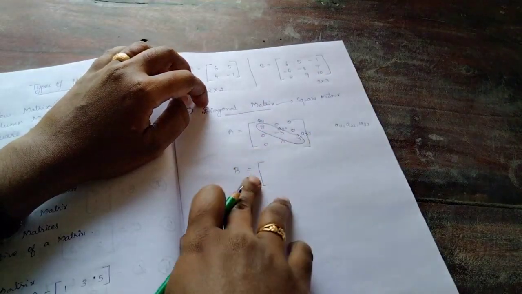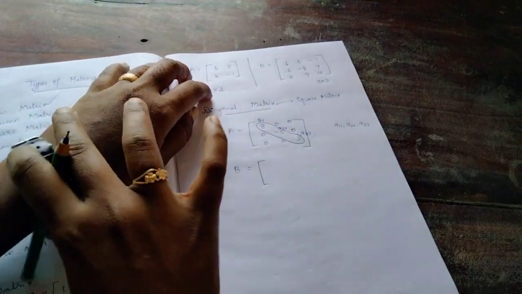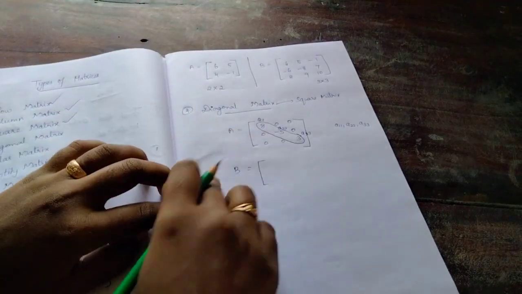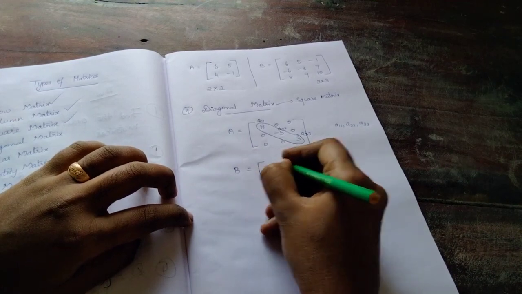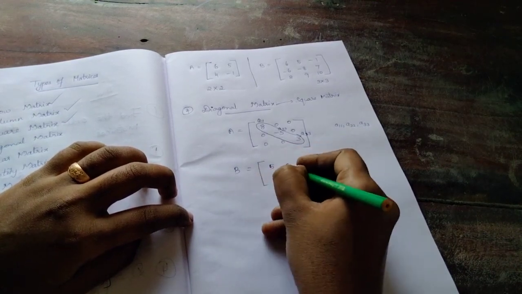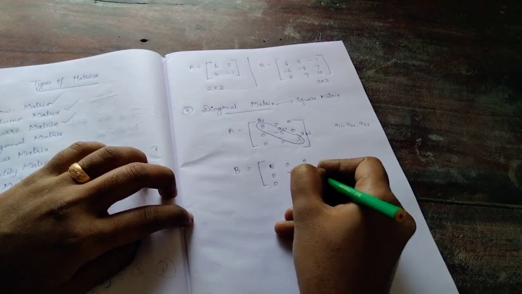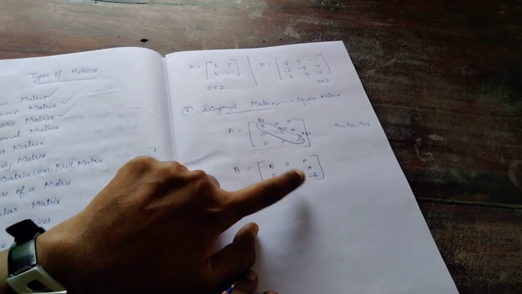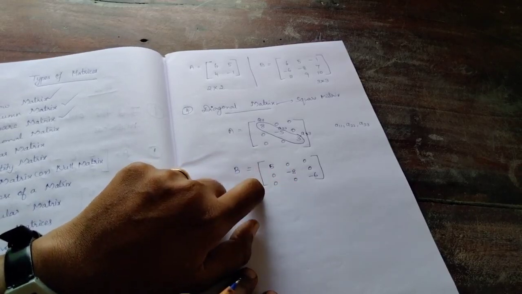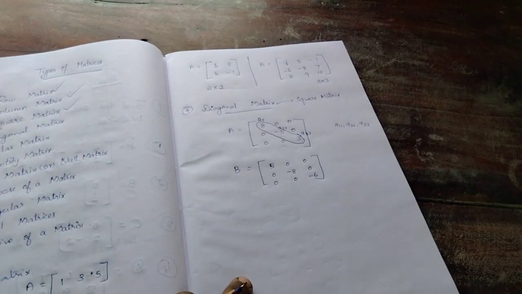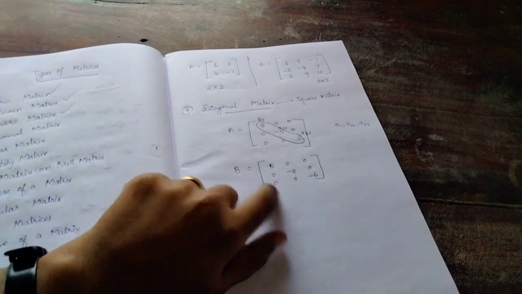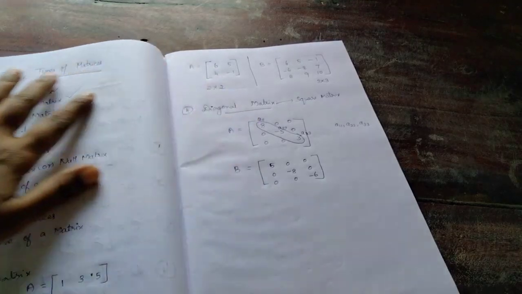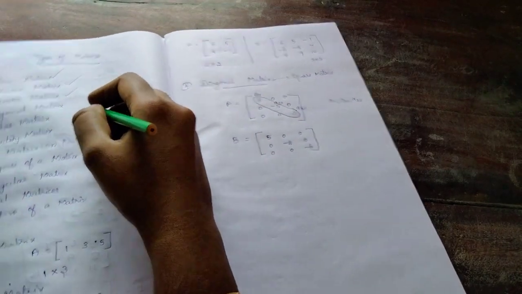So here B is equal to 5, 0, 0, 0, minus 8, 0, 0, 0, minus 6. Here also check the leading diagonal: 5, minus 8 and minus 6. These leading elements only contain the numbers. All other entries are 0. So that is the meaning of a diagonal matrix. So this one is over.